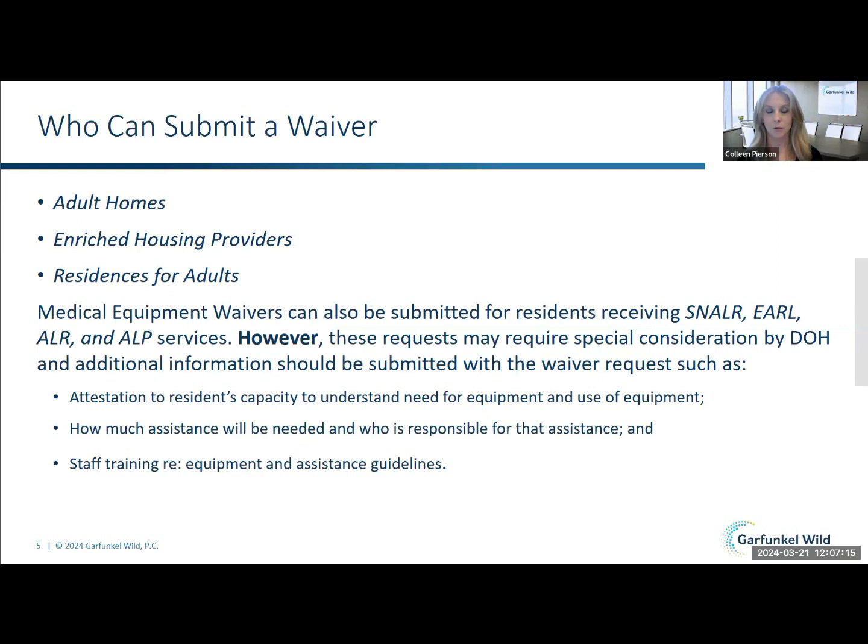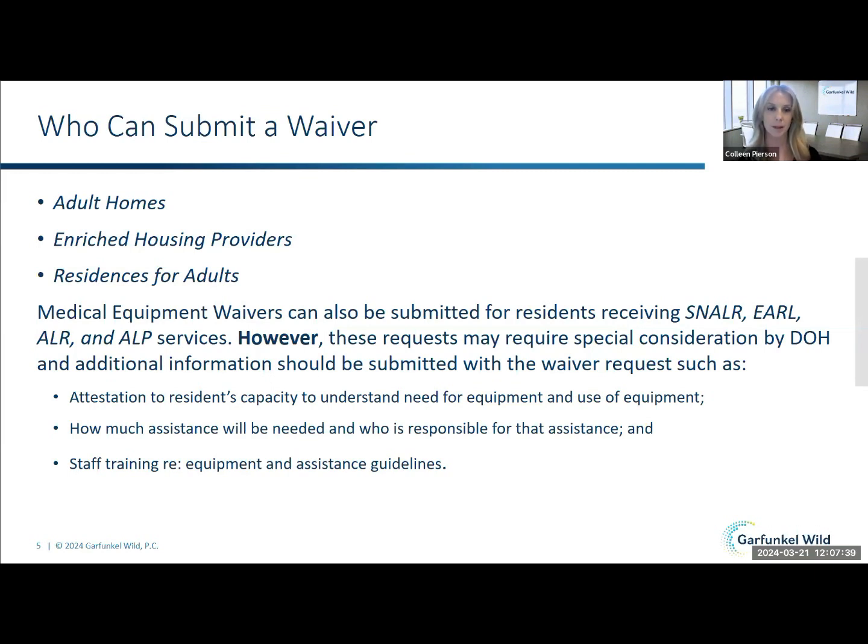they need to know that the resident has the capacity to understand the need for the equipment and use of the equipment. The department wants to know how much assistance will be needed from staff at your facility to help the resident use the equipment, and also how you will be training staff on the equipment, and training them on how they can assist the resident.